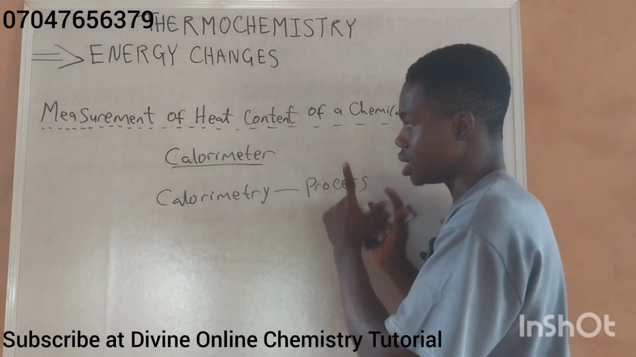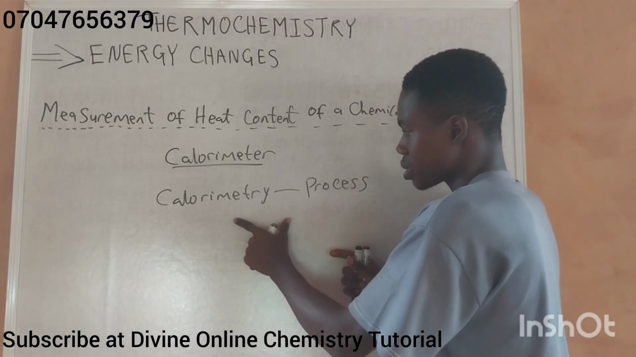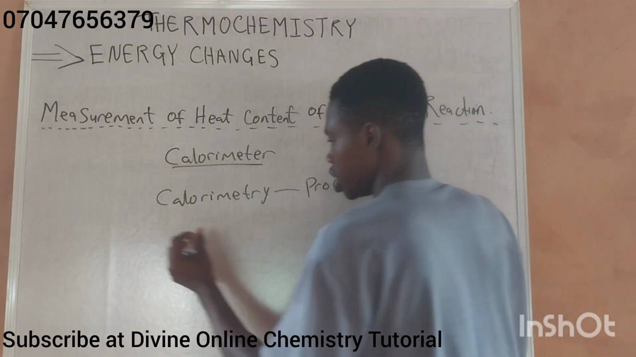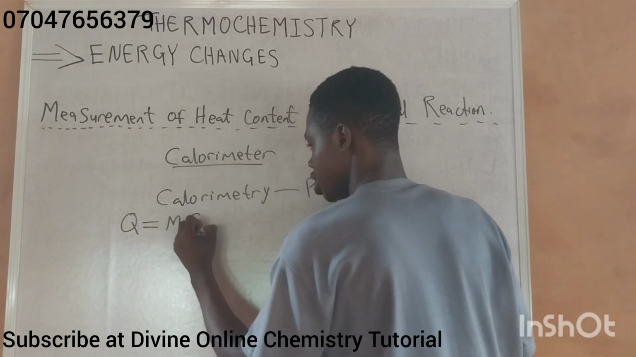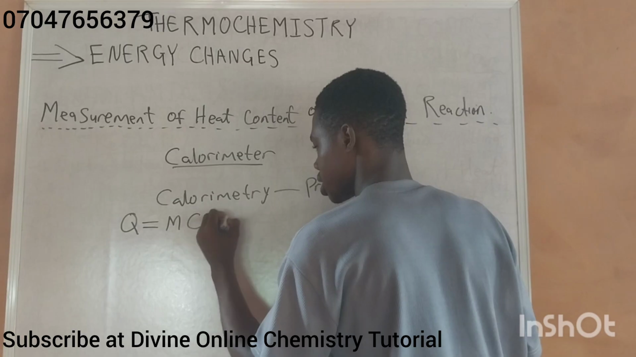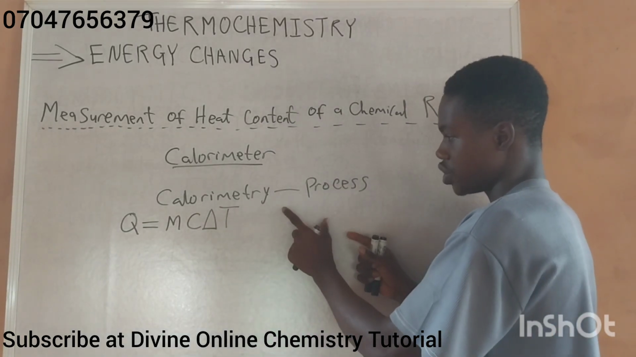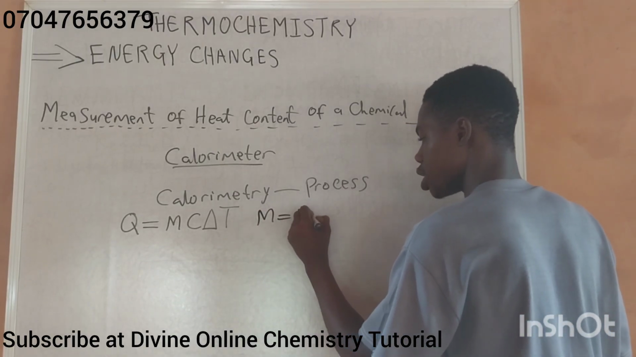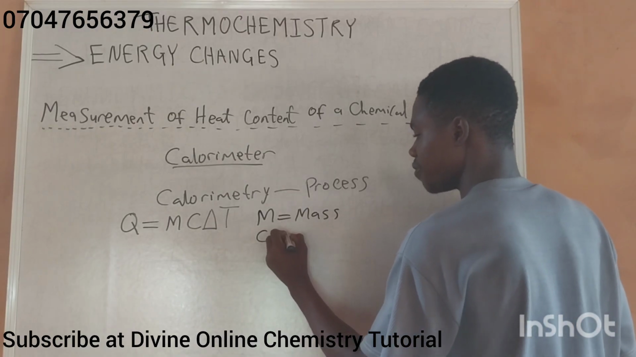So from here, we'll be talking about the formula used in calorimetry. There's an important formula used in calorimetry. The formula is Q equal to MC delta T. This is the important formula used in calorimetry. Here, M is equal to mass. So please take note that M is mass, whereby C is specific heat capacity.